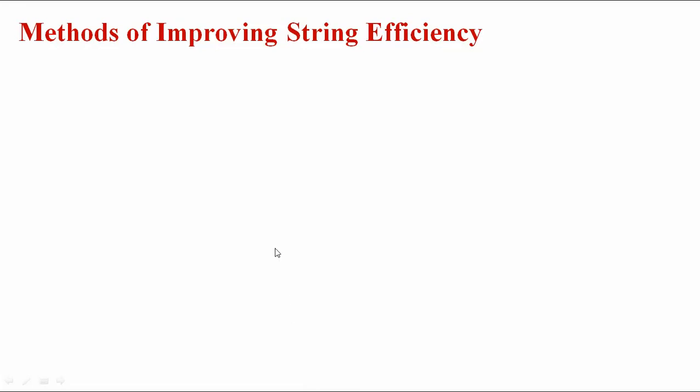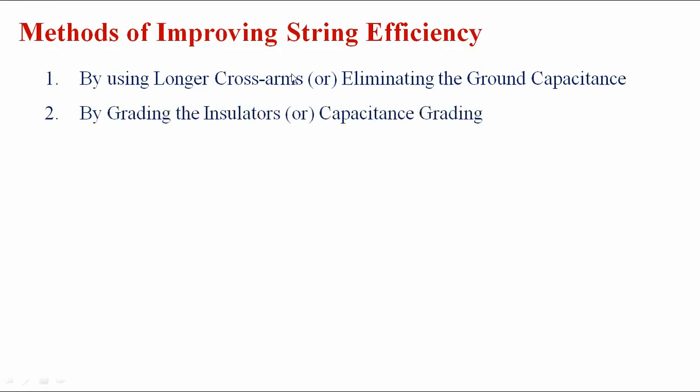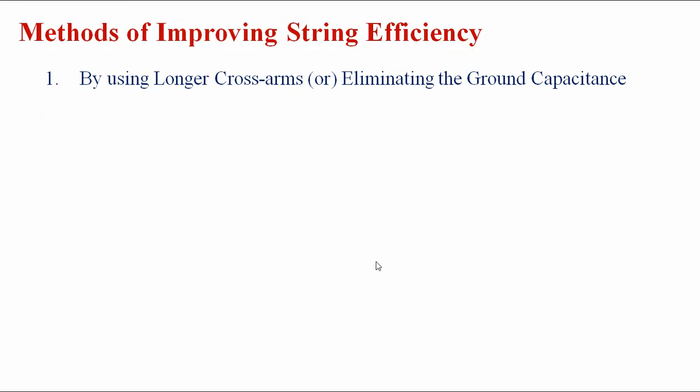How can we improve the string efficiency? There are 3 methods. One is by using a longer cross arm or eliminating the ground capacitance, another is by using insulator or capacitance grading, and the third is by using a guard ring or static shielding. The first one is by using a longer cross arm or eliminating the ground capacitance. The ground capacitance represents the shunt capacitance, represented by C.